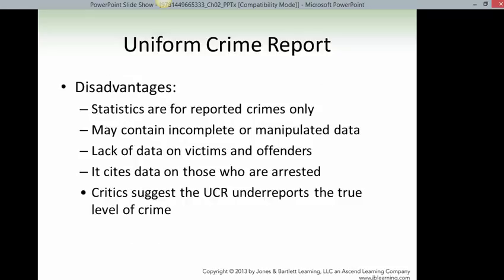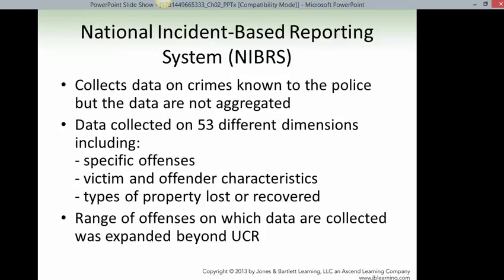Disadvantages: statistics are for reported crimes only, may contain incomplete or manipulated data, and lack data on victims and offenders. It cites data on those who are arrested. Critics suggest the UCR underreports the true level of crime.